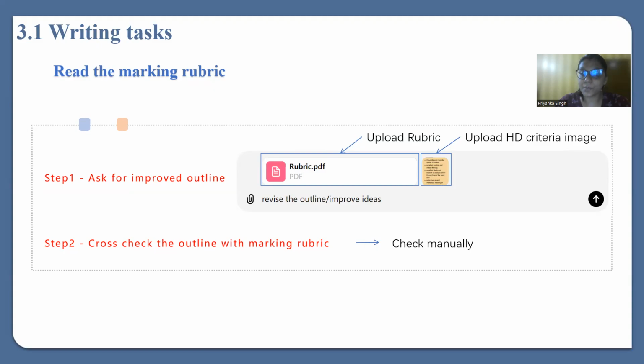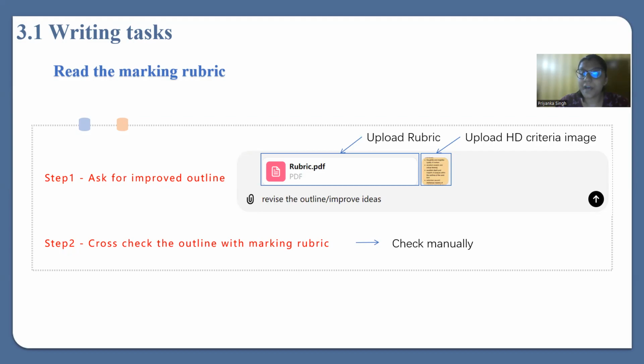Understanding the assignment requirements is crucial. First, upload the requirement file and use the prompt, share an outline, to generate a basic outline. Next, manually compare the AI-generated outline with the requirement files and make necessary revisions to ensure it meets all requirements. Avoid using full sentences generated by ChatGPT directly.